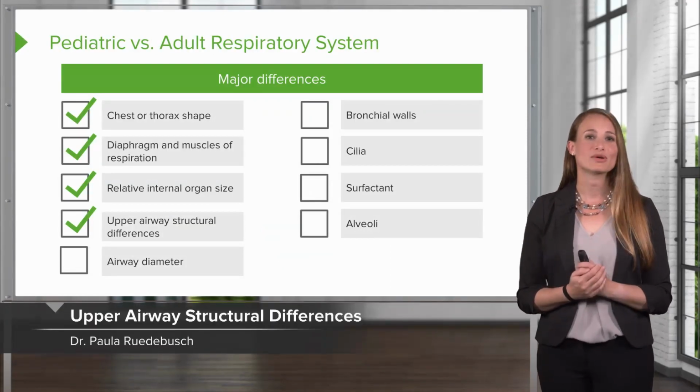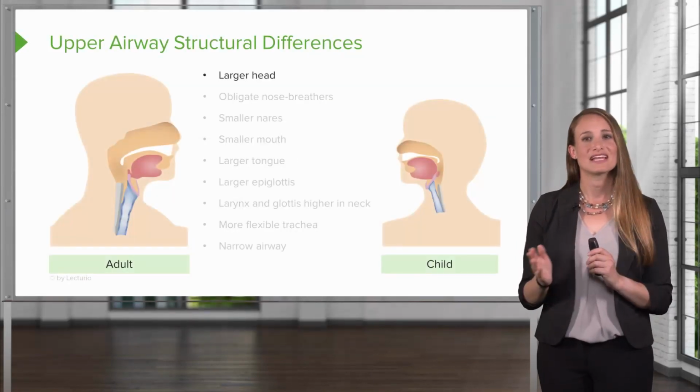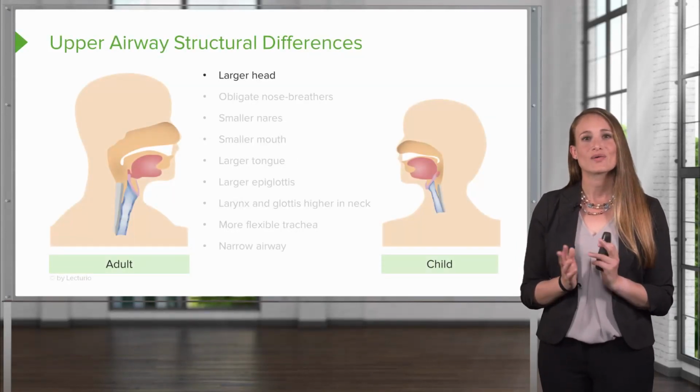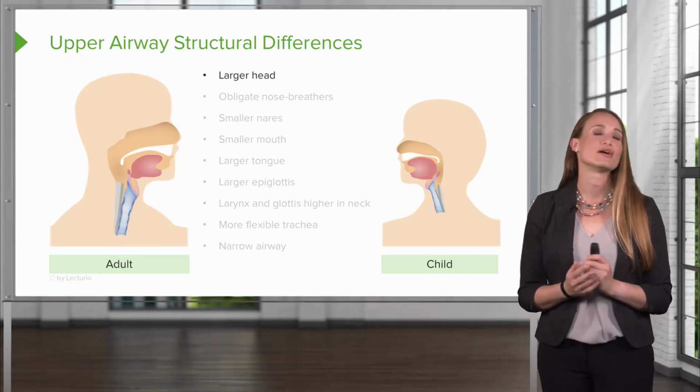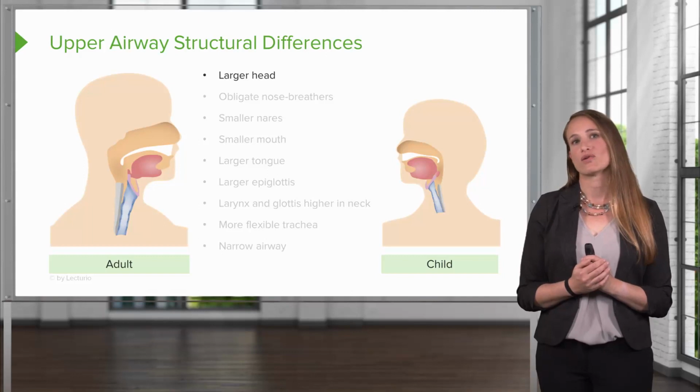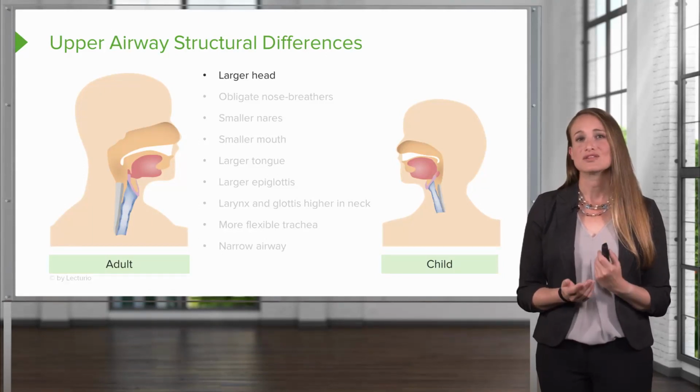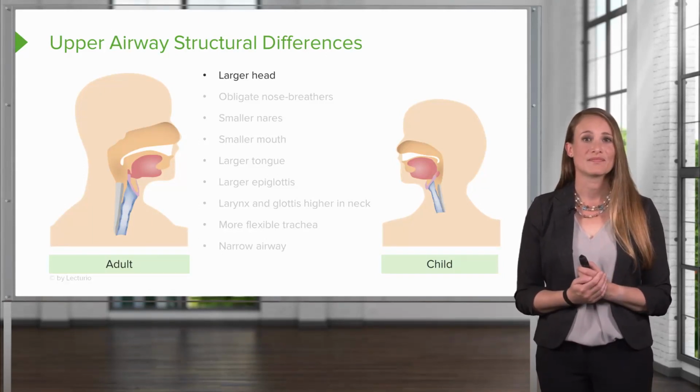Now let's talk about upper airway structural differences. We see adults on the left and children on the right. So relative, a child has a larger head, and this is a problem in the setting of a floppy head or malpositioning of the baby. This can really obstruct their airway.